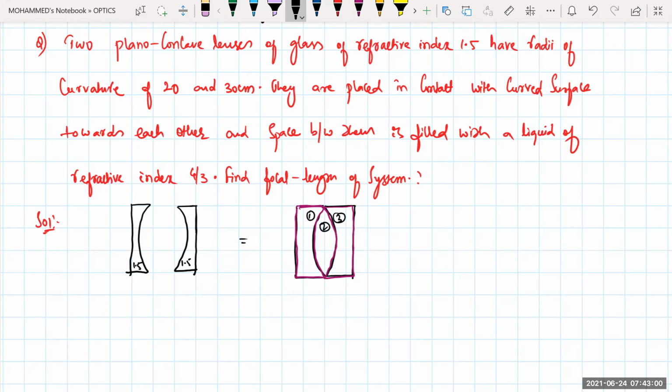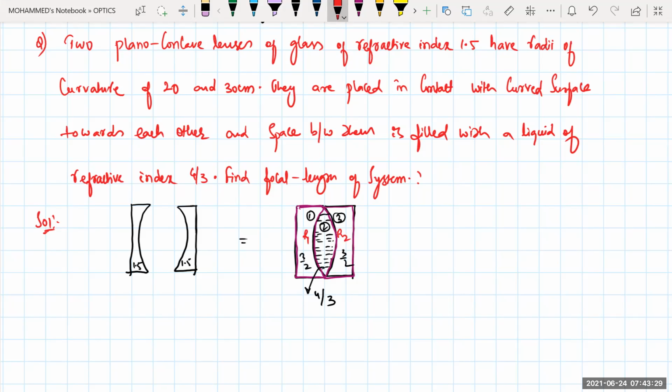What is the refractive index of this one? Water. It is filled with water inside, and the refractive index of water is 4/3. So the refractive index of this one is 4/3. Glass is 3/2, and this one is also 3/2. The radius of curvature, if you see, this will be R1, and this will be R2.